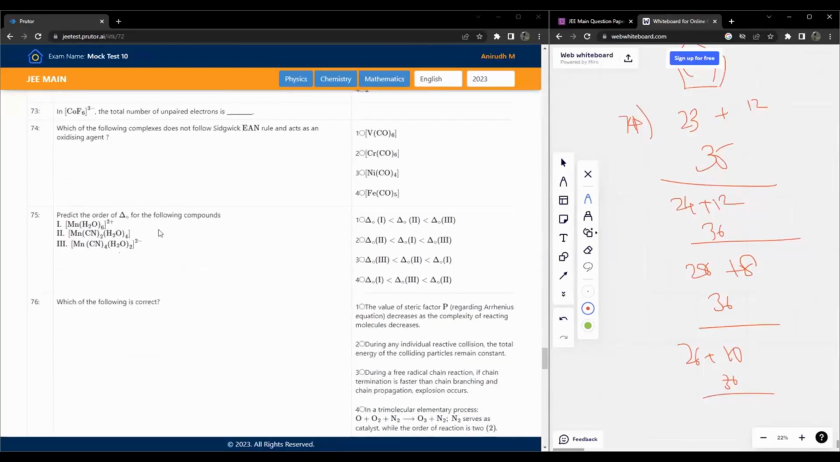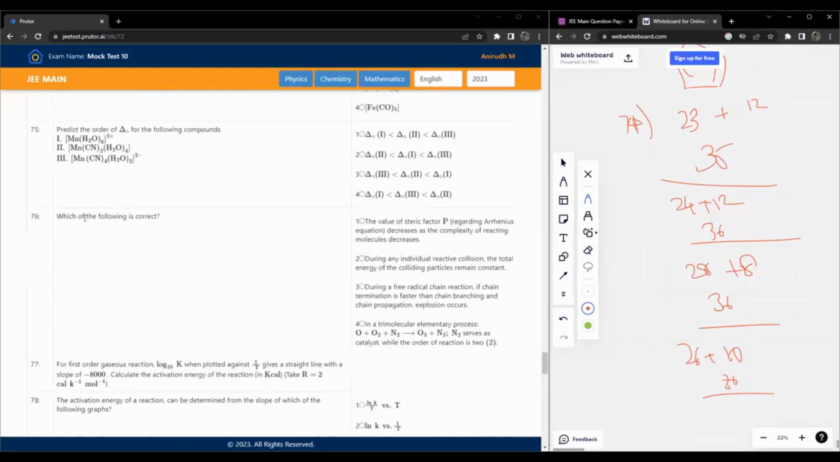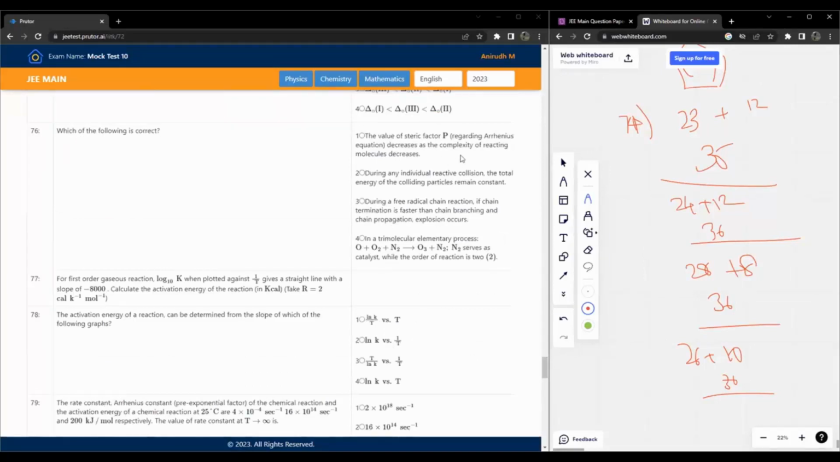75 is delta O for the following compounds, basically 3 to 1. It's 3 greater than 2 greater than 1. 1 is the answer, right? Which of the following is correct? The value of steric factor P regarding the Arrhenius equation decreases as complexity decreases during any reaction. Since they say that the complexity of reacting molecules decreases, I take it to mean that the steric complexity of reacting molecules decreases, and so 1 has to be true because steric factor P basically regards the size of the molecule itself. So 1 should be true, right?